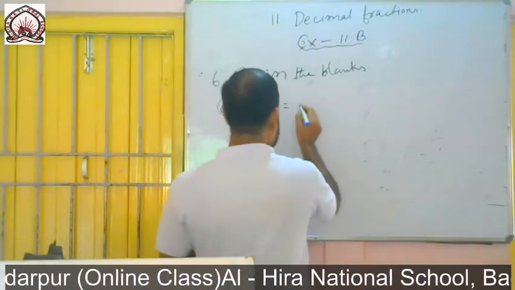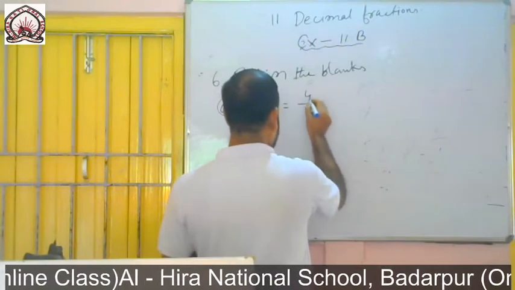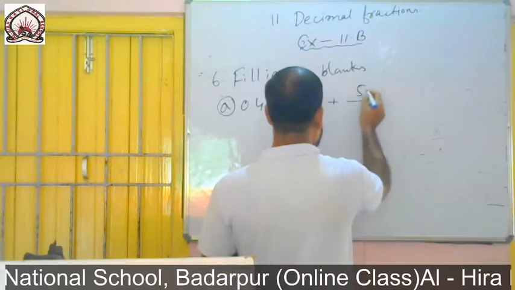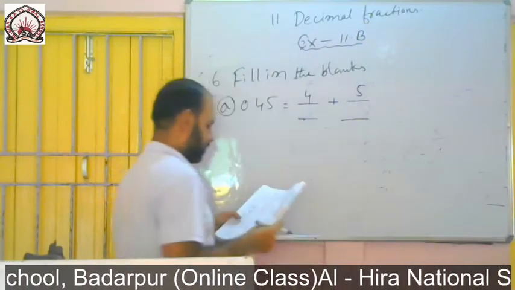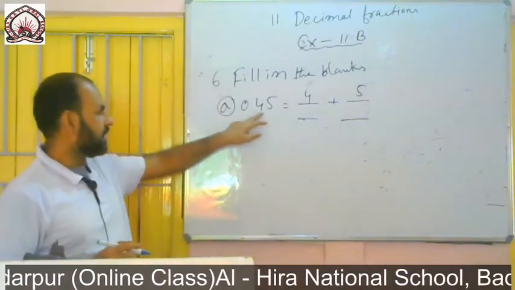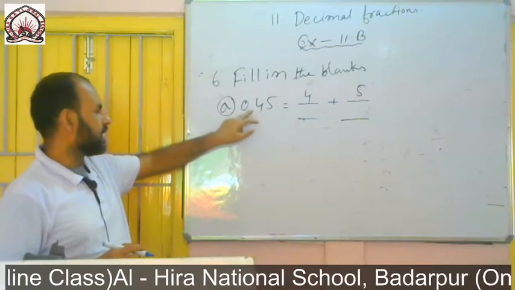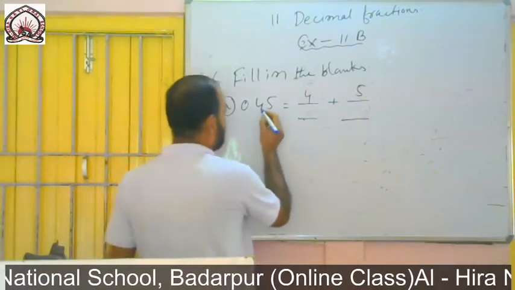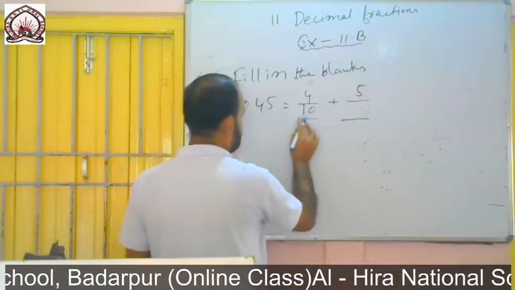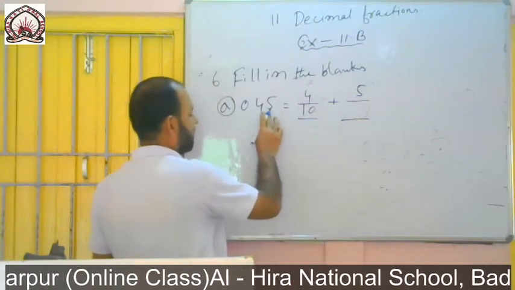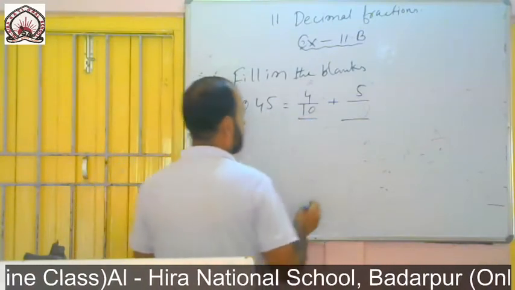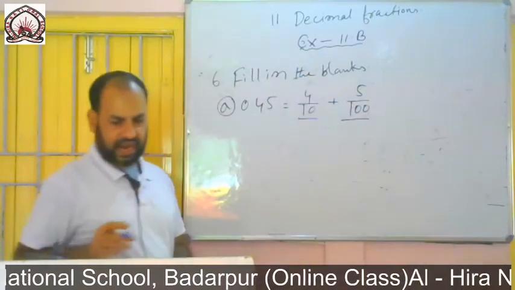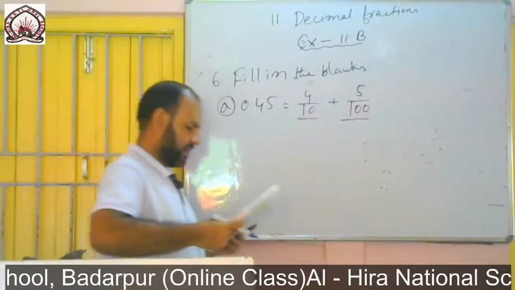0.45. So here, 4 by dash plus 5 by dash. We get 4 in what place? Tenths place. So the value of this 4 is 4 by 10, and 5 is in the hundredths place. It is 5 by 100, a common fraction.